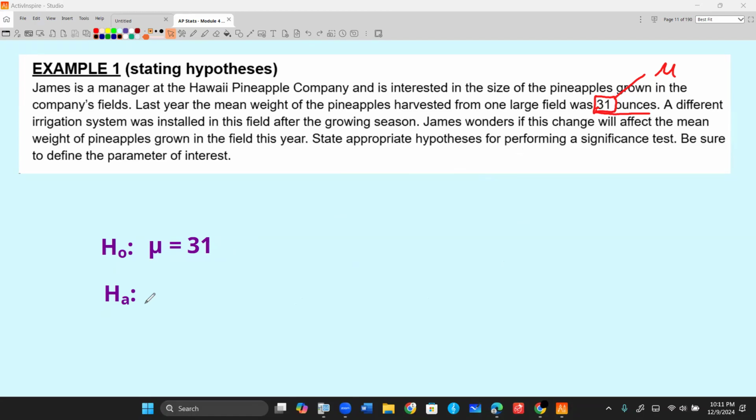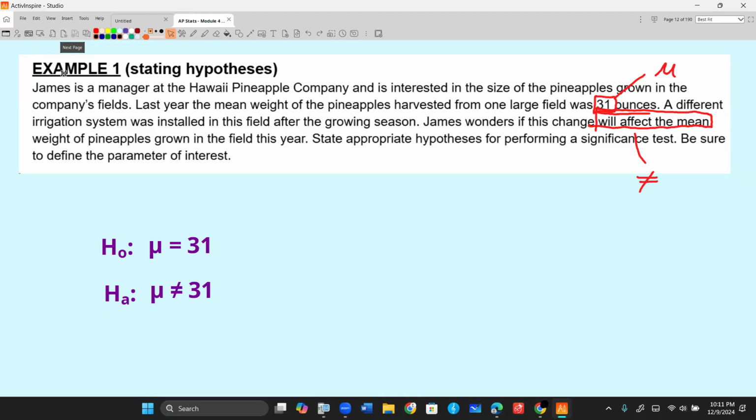The alternative is going to be what we're trying to show. So James wonders if this change will affect the mean. It doesn't say will be less than or greater than, it just says affect. So in this case, we're talking about not equal to. So when we set up our alternative hypothesis, it'll look like this: mu is not equal to 31.